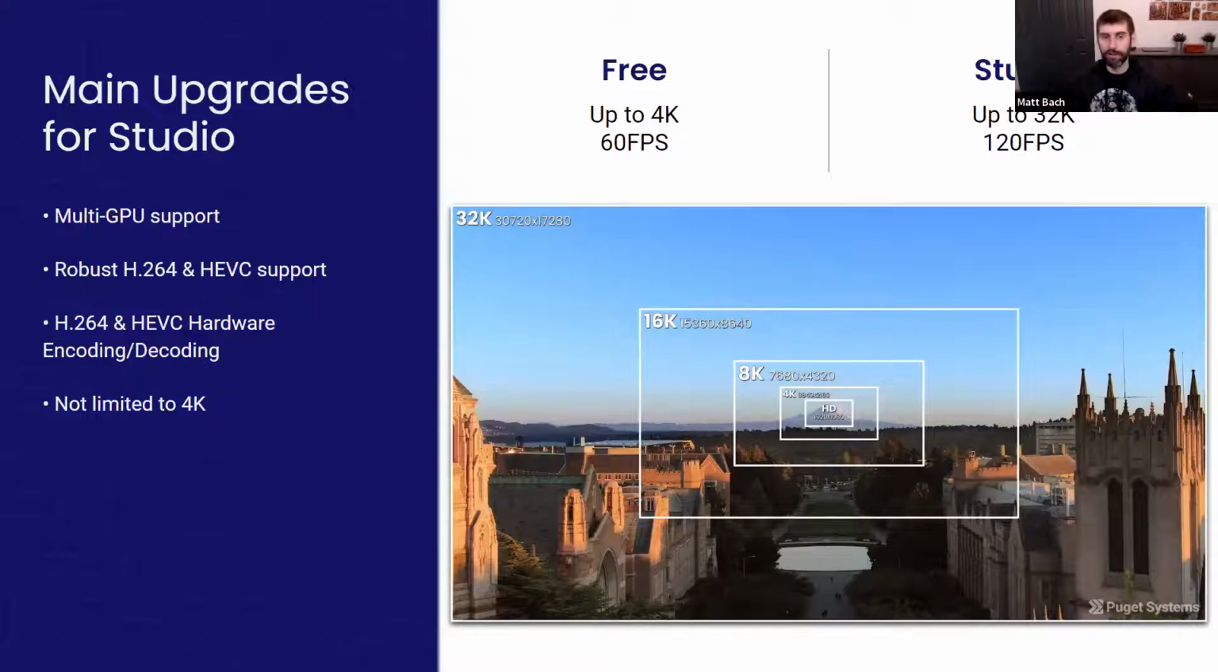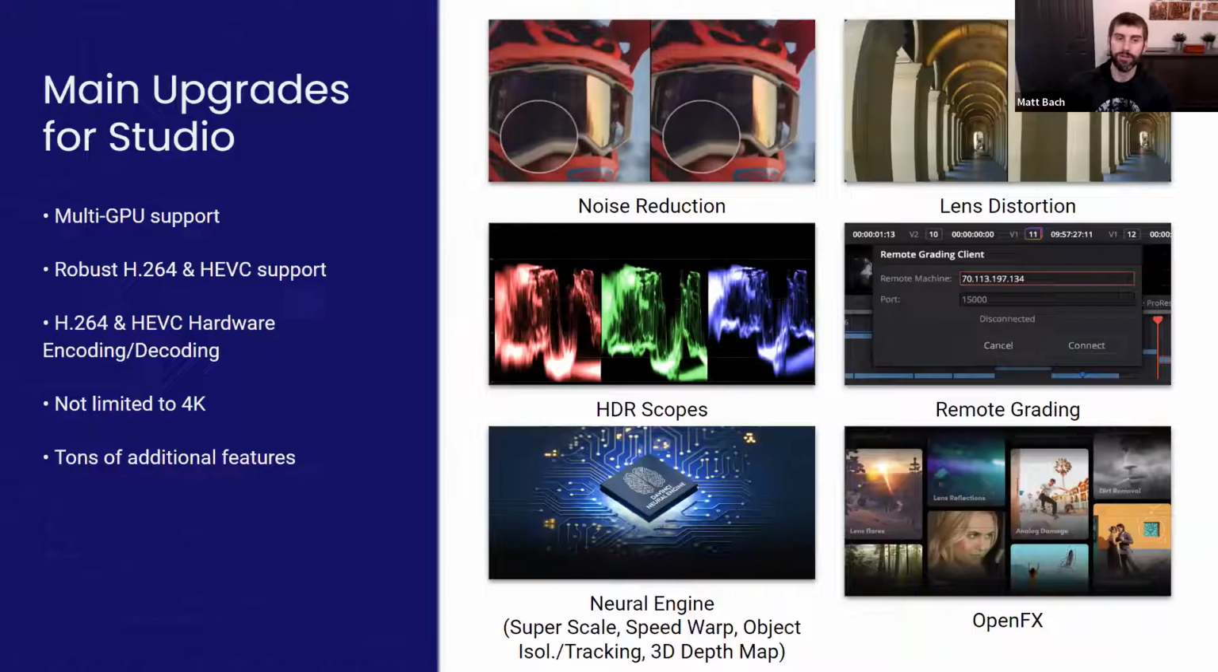So if you're doing some crazy video wall thing that's super wide or something, Studio should be able to handle it. There's also just a bunch of features in Studio that aren't present in the free version. Noise reduction, which Resolve is kind of known for in the industry, is locked behind Studio. There's things like lens distortion, HDR scopes, remote grading, a lot of their new neural engine stuff. So super scaling, speed warp, object tracking, the 3D depth map, the new thing. I think that's new in 18. Looks really cool. I haven't played around with it yet, but that's only in Studio. And a whole bunch of their OpenFX, lens flares, dirt removal, lens reflections, all that kind of stuff are only in Studio.